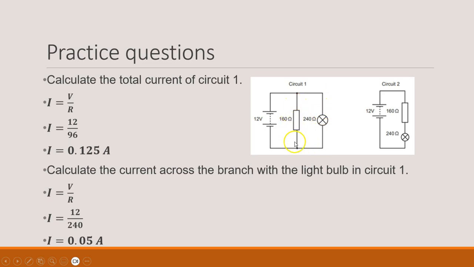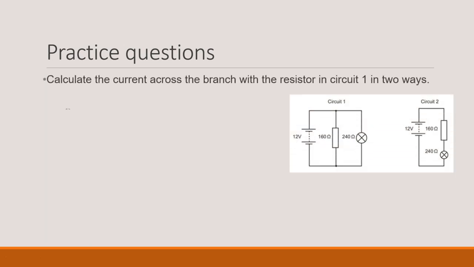Now we have the total current, and we have the current across this branch. I'm going to ask you now to calculate the current across this branch in two ways. Let's take a look. One way of doing it is by applying the same formula that we applied to the 240 ohm resistor to work out the current on this branch. I is equal to V over R. The voltage is 12 volts and the resistance is 160 ohms. And that gives us a current of 0.075 amps across this branch.